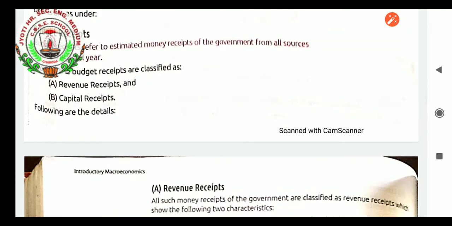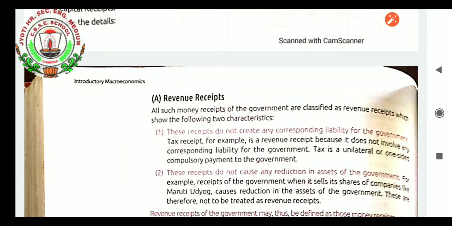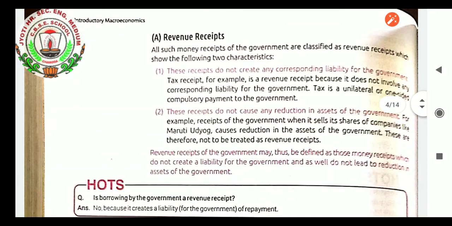Revenue receipt we started; capital receipt we have to start, but revenue receipt we have just completed. Once again I want to recall what things come in revenue receipt. Revenue receipts, students, do not create any type of corresponding liability over the government, and second thing, they do not reduce the assets of the government. That type of transaction which comes to the government is known as revenue receipt.